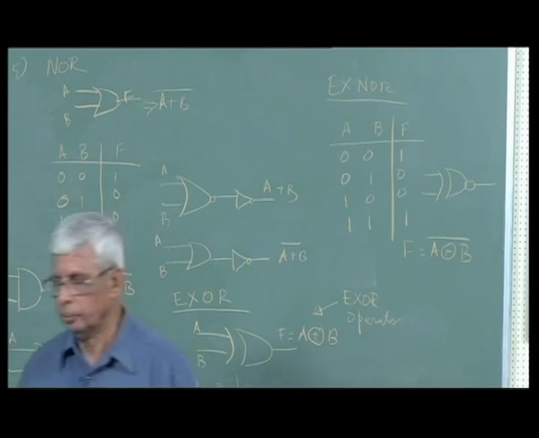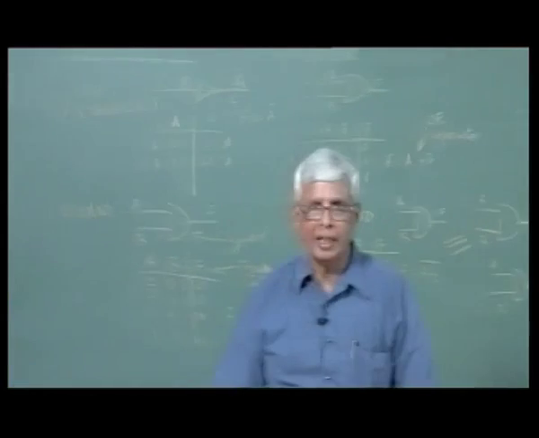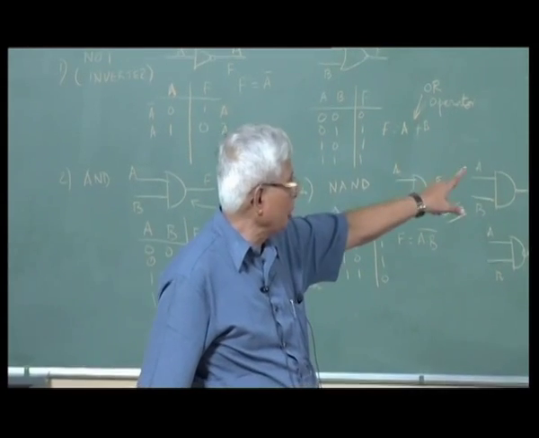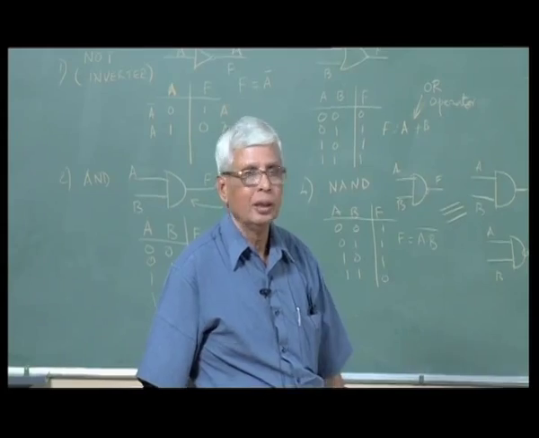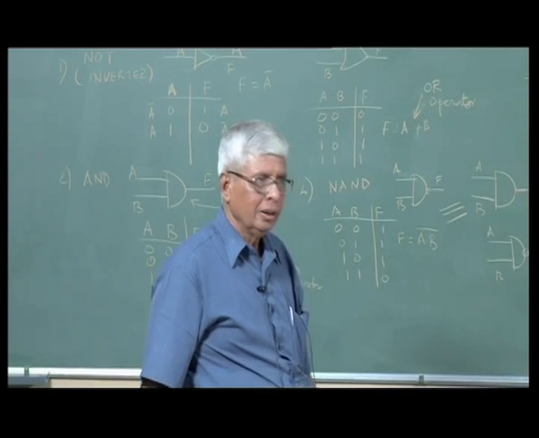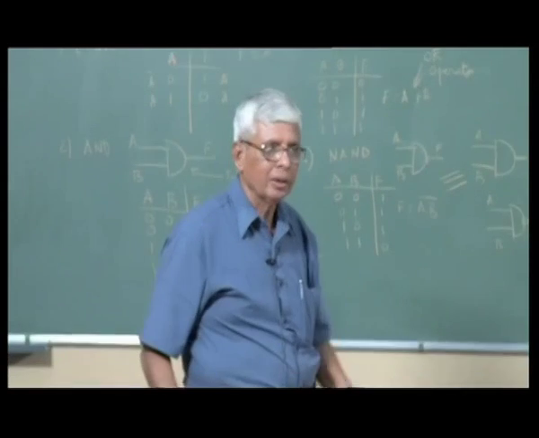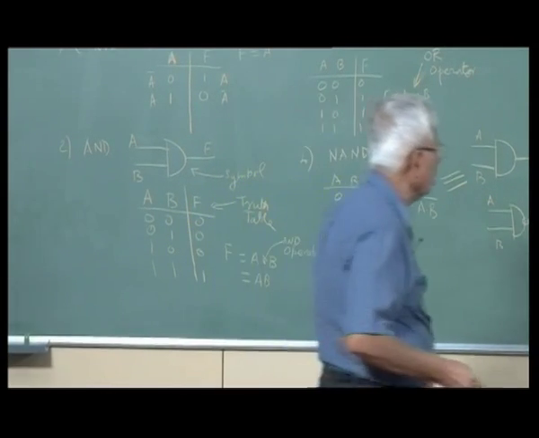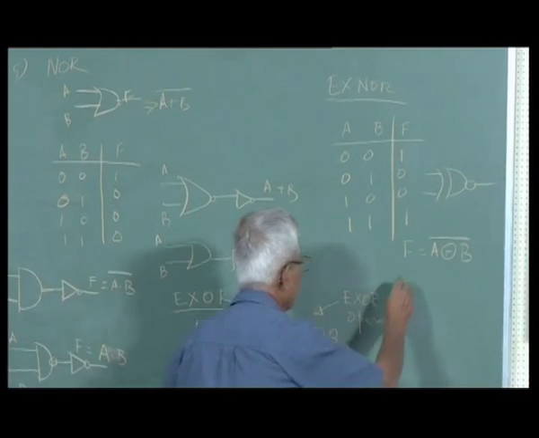That is the operator. One other nice thing you can see in the exclusive NOR gate: when the two inputs are the same, the output is 1. It is also called a coincident detector. If both inputs are the same, the output will be 1. If one of the inputs is different from the other, the output will be 0. This is called a coincident detector.